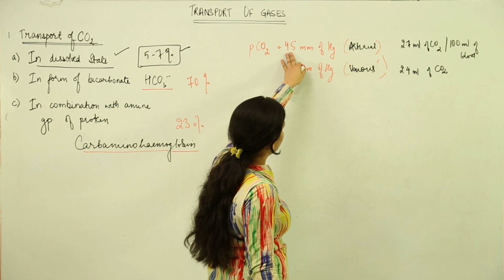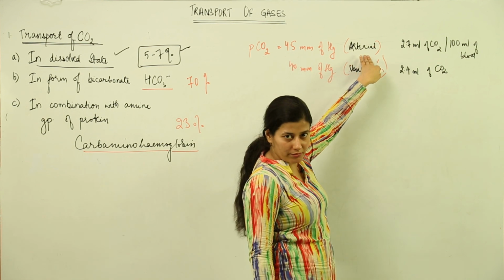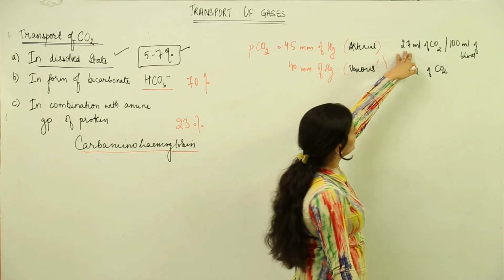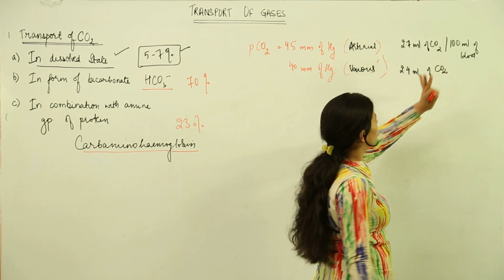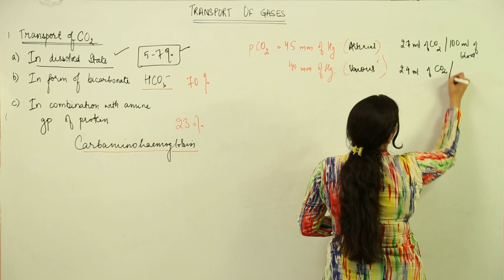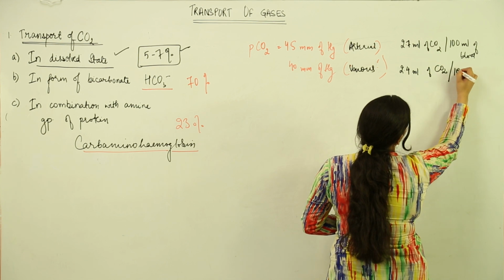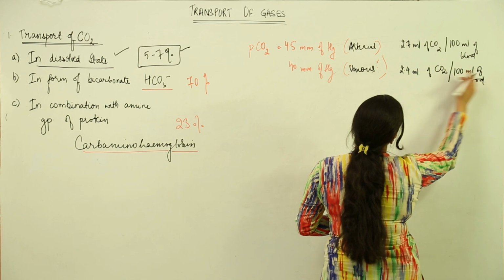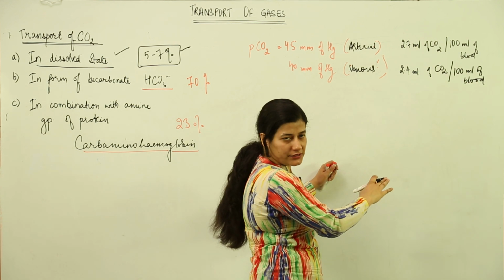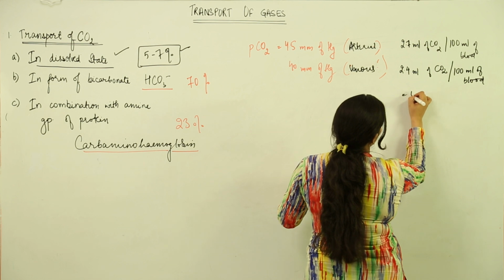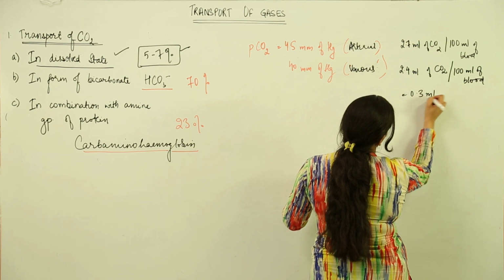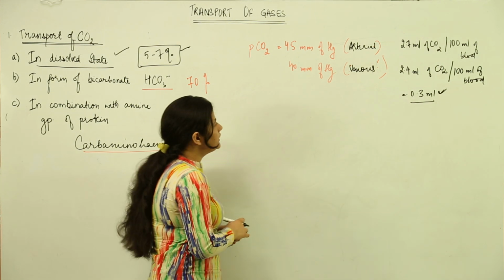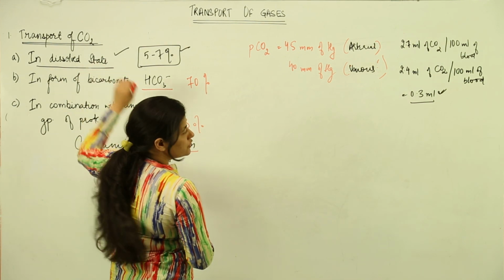Now what I am trying to tell you is this is 45 mm for venous blood, this is 40 mm for arterial blood, which is 2.7 milliliter of carbon dioxide per 100 milliliter of blood, and here it is 2.4 milliliter. Now you see how much carbon dioxide is being delivered. This is around 0.3 milliliter of carbon dioxide that would be delivered per 100 milliliter of blood in the dissolved state.